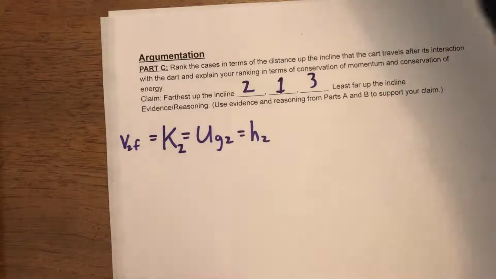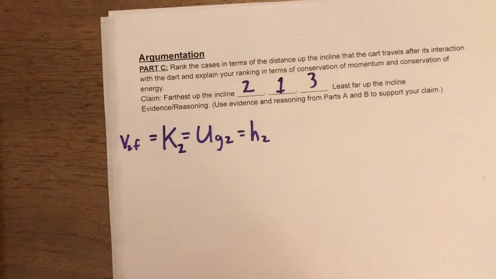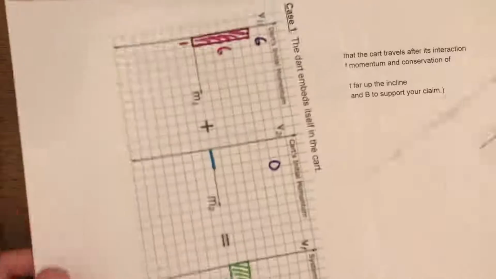Let me pull up what they have written here. They say the larger the velocity of the cart post-collision, the more kinetic energy the cart will have, meaning the higher the cart will go up the ramp, converting kinetic energy into gravitational potential energy. As shown in both the mathematical representation and the momentum charts, the cart will have the largest post-collision speed in scenario 2 and the smallest post-collision speed in scenario 3. Actually, let me bring those back here so that you can see them.